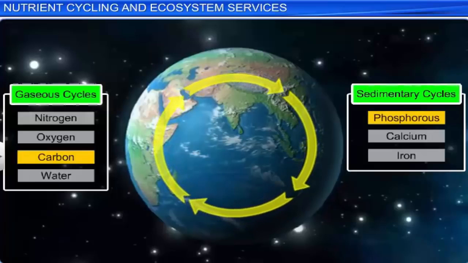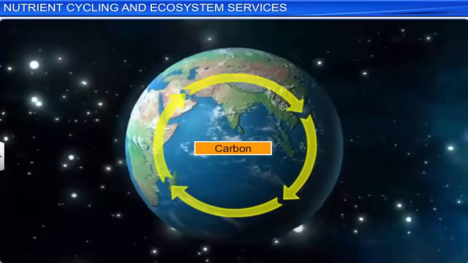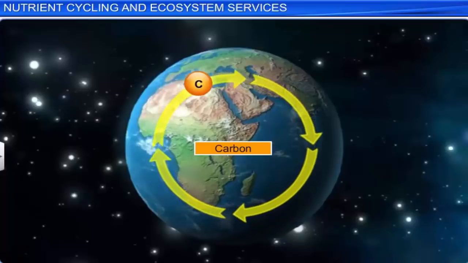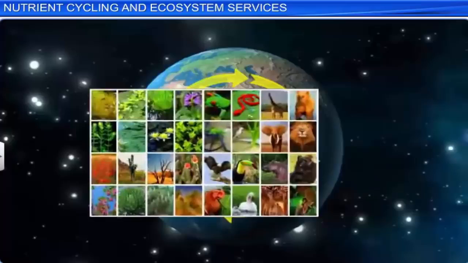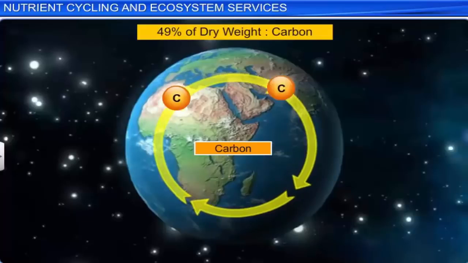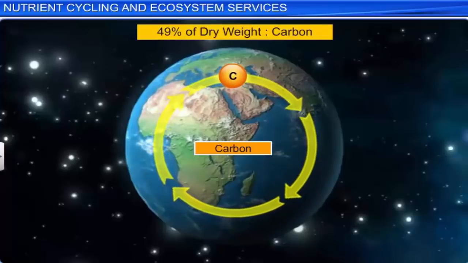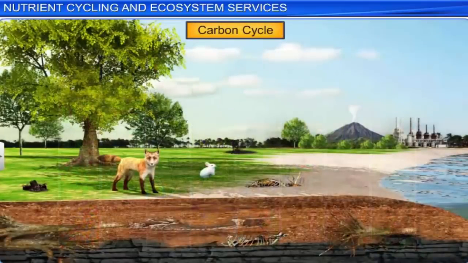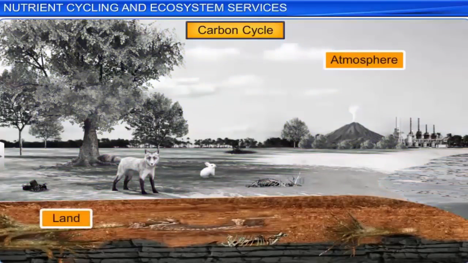The carbon cycle is an important gaseous cycle. In fact, carbon is the fourth most abundant element in the universe and the principal constituent of all living organisms on Earth. It constitutes 49% of dry weight of organisms and forms one of the major components in living organisms other than water. The carbon cycle describes the movement of carbon in its many forms between the atmosphere, land, water, and living and dead organisms.